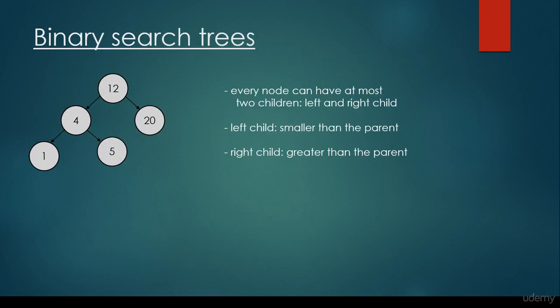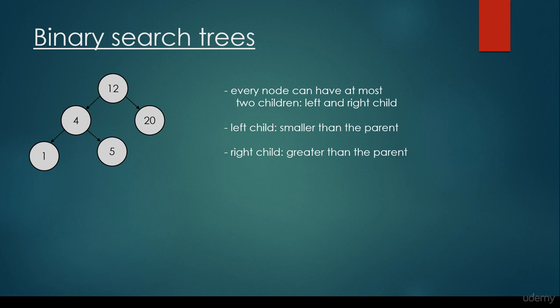Okay, so what about binary search trees? We have been discussing trees in general, but what about binary search trees? Every node can have at most 2 children, a left child and a right child. The left child is smaller than the parent and the right child is greater than the parent.